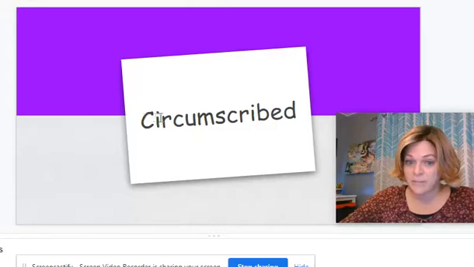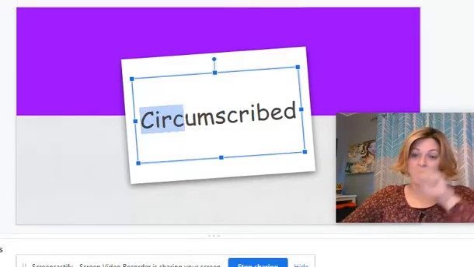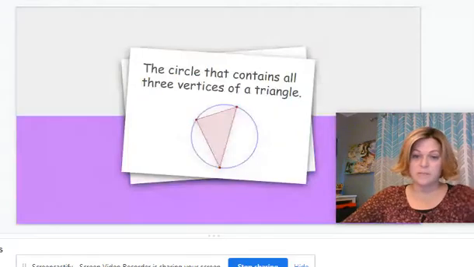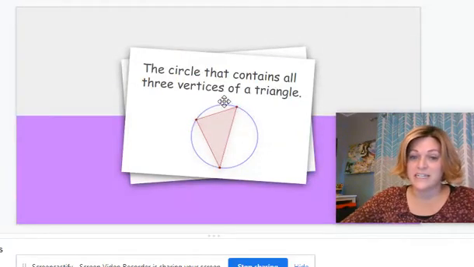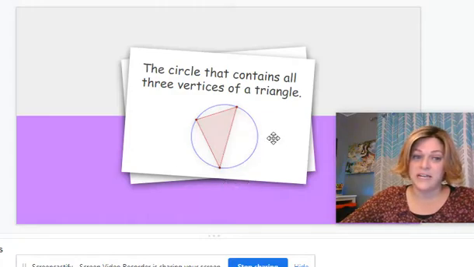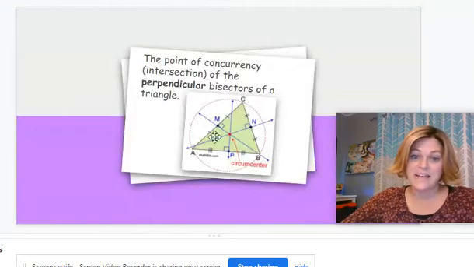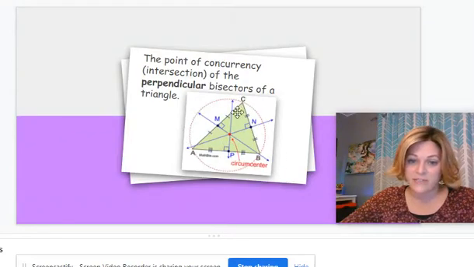Circumscribed. Circum means around. That prefix, circum, means around a triangle. So if you look at the picture, a triangle that has a circle around it where it intersects all three vertices, this circle is called a circumscribed circle. It goes around the outside. The circumcenter is literally that center of the circle. So this is the circle that goes around this center.